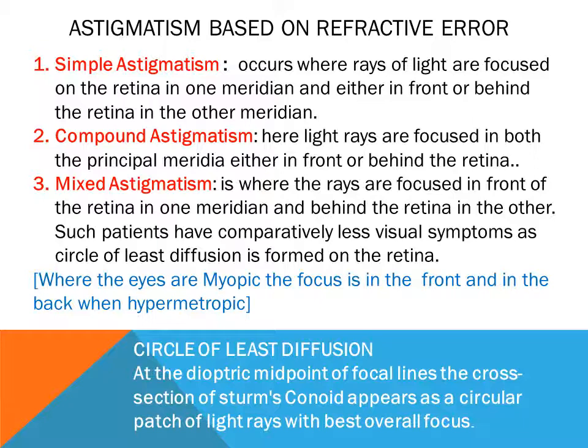Mixed astigmatism is where the rays are focused in front of the retina in one meridian and behind the retina in the other. Such patients have comparatively less visual symptoms as the circle of least diffusion is formed on the retina. Where the eyes are myopic, the focus is in front and in the back when hypermetropic. Circle of least diffusion. It is the dioptric midpoint of focal lines. The cross-section of Sturm's conoid appears as a circular patch of light rays with best overall focus.